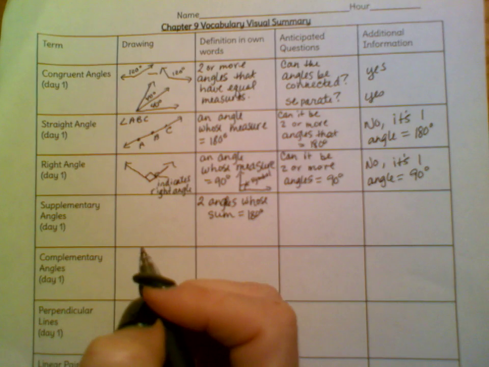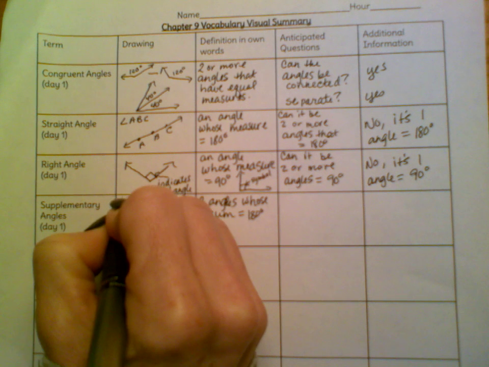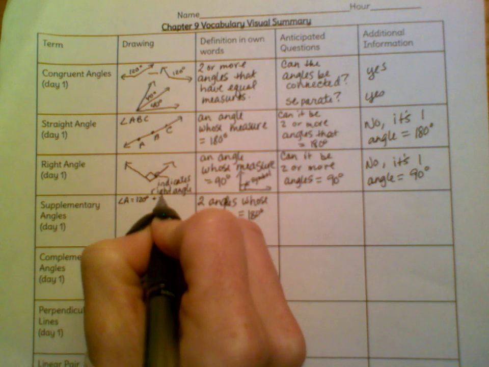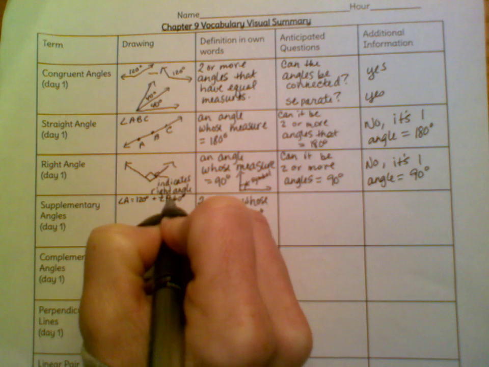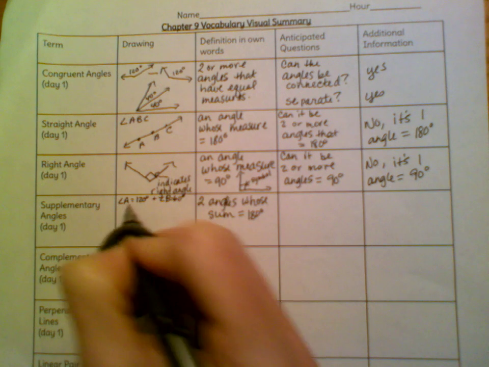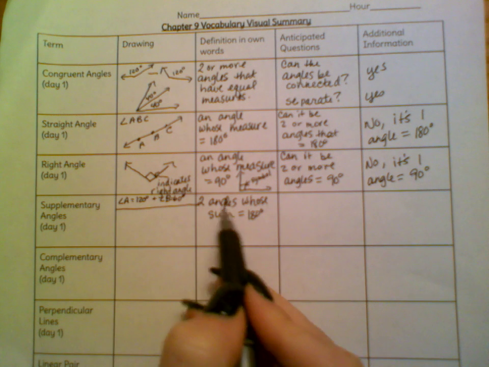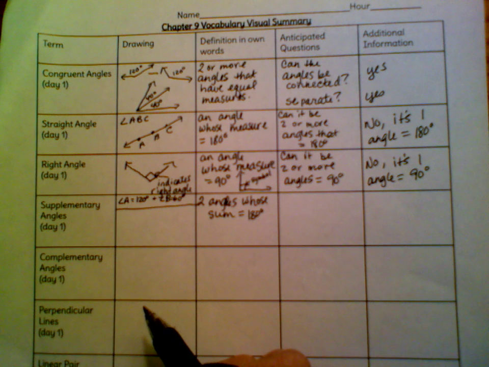So I'm going to give you 3 different descriptions. I could first tell you that angle A is 120 degrees, and angle B is 60 degrees. So angle A and angle B would be supplementary. Together, they add up. It's 2 angles whose sum equals 180. I could give you that in a picture.